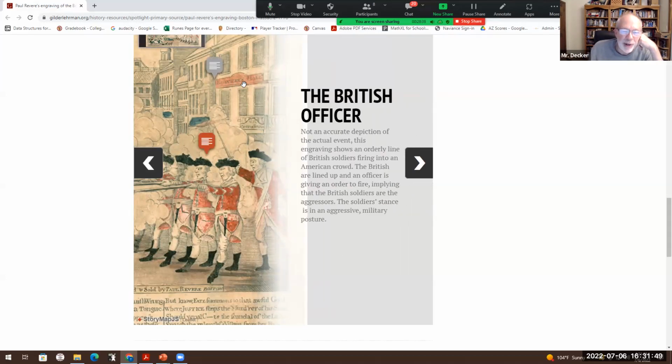Here's where you can see Butcher's Hall and Customs House. And here's the soldier, the British soldier, giving the order to fire. And if you look right here, here is a sniper shooting a gun outside the window.